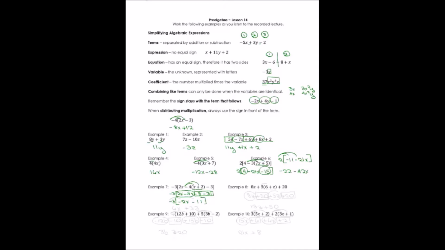For my next step, I can finally distribute my negative 3 because nothing in parentheses can be simplified. So I say negative 3 times negative 2x, positive 6x. And then I say negative 3 times negative 11 is a positive 33. My answer, 6x plus 33, is two terms not alike, so I cannot simplify them any farther.